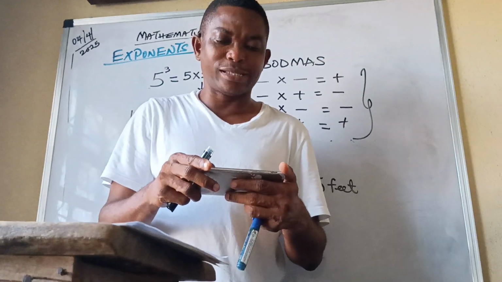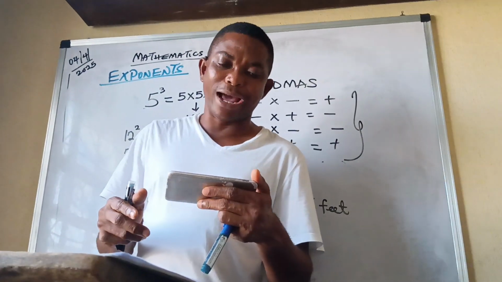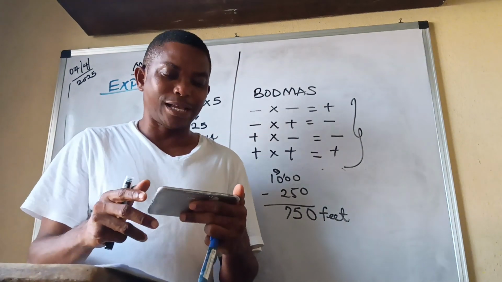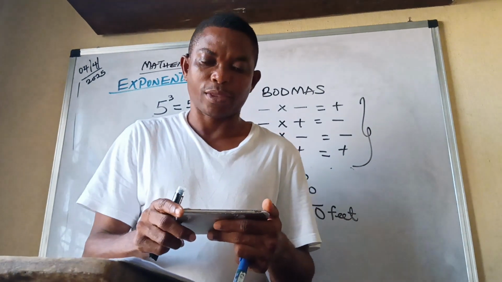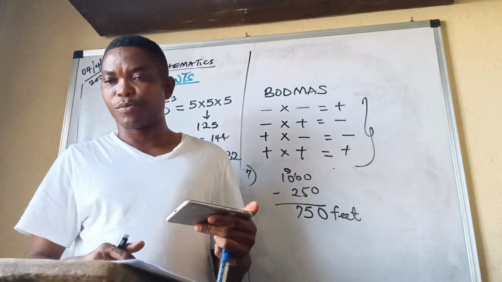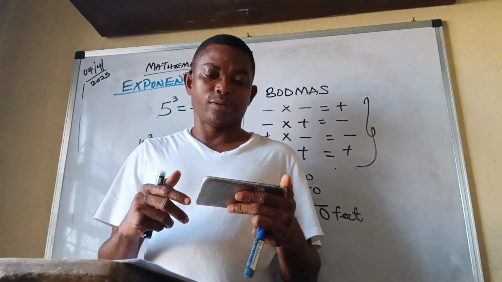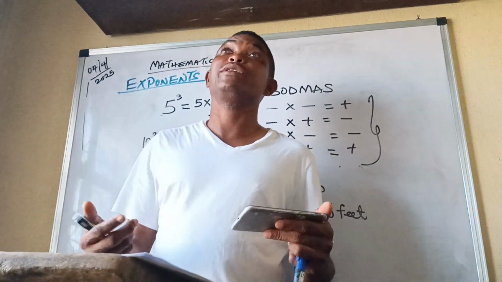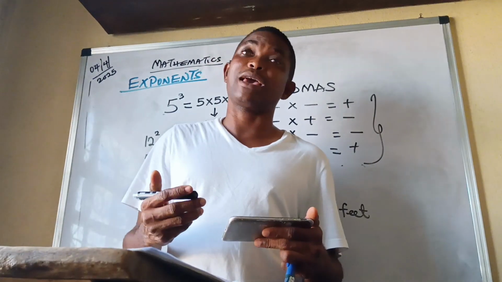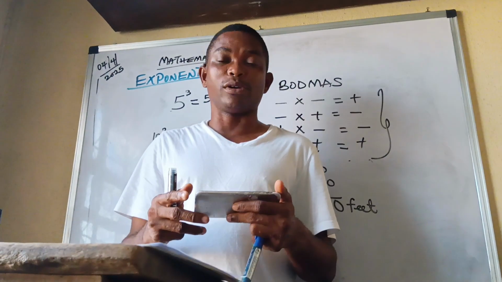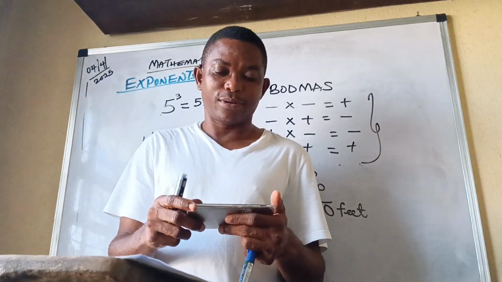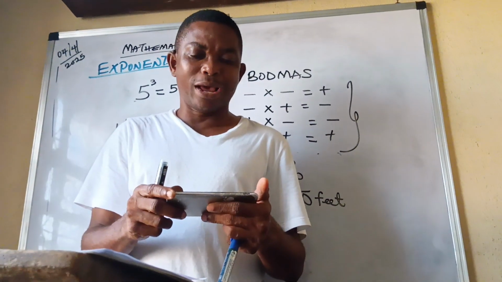So a raised number at the right hand of another number tells how many times the number is to be used as a factor. It's being raised. 2 raised to the power of 3 means 2 must appear. 2 is the base, 3 is the power. So it means 2 must appear how many times? 3 times.